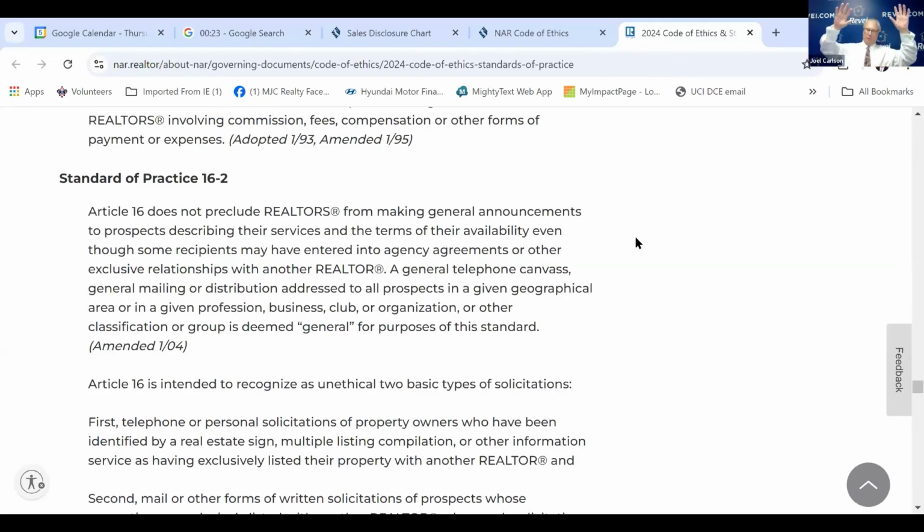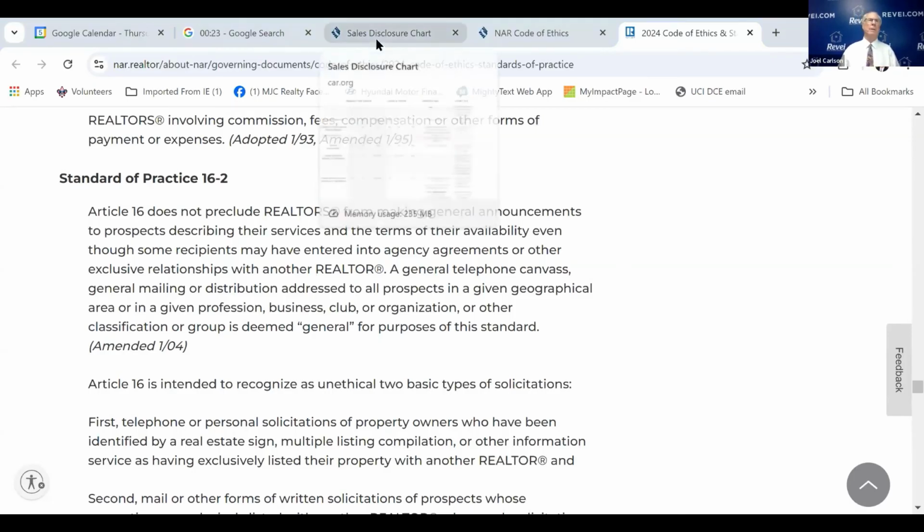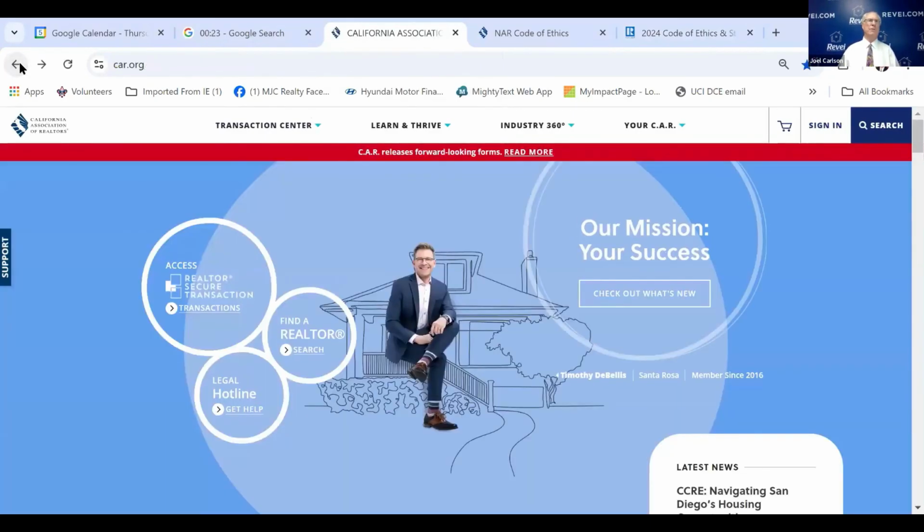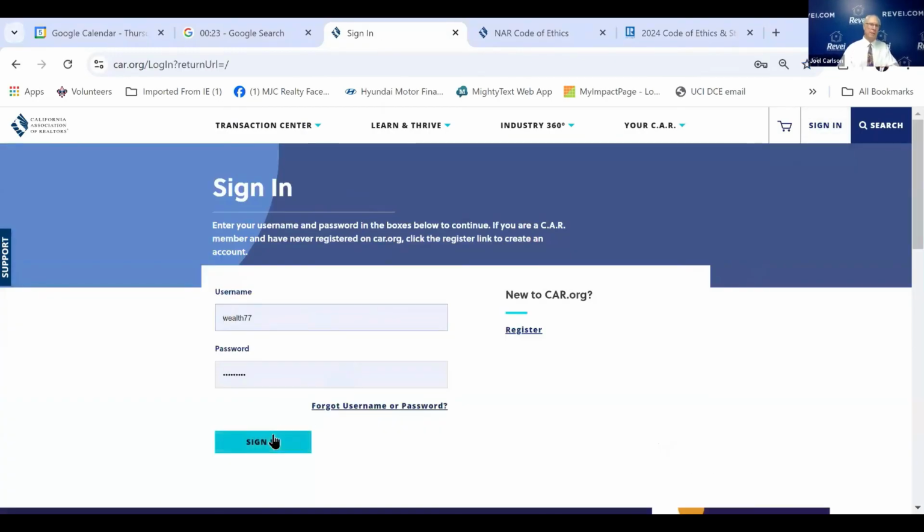We have a form for it. Okay, let me see if I can find the form real quick. If we go to disclosure charts, we find the person sitting in the chair. In here, they used to have a little button up here where you can go to these different forms. So we'll go ahead and sign in.